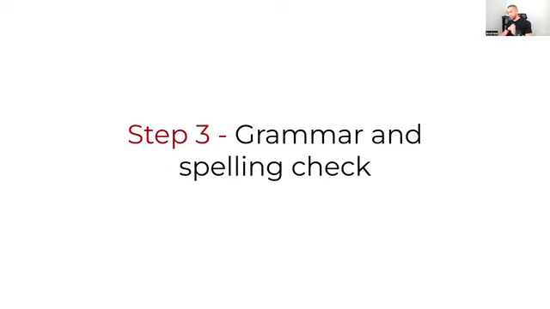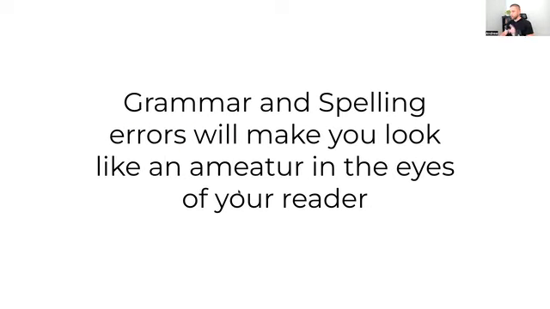The third thing you do is a grammar and spelling check. Usually you don't really need to worry about that as you're writing your copy the first time. You can fix that at the end, but you really want to go back through after you've finalized the words that you're going to use and make sure that your grammar is good and your spelling is good. Grammar and spelling errors will make you look like an amateur in the eyes of your reader, right?